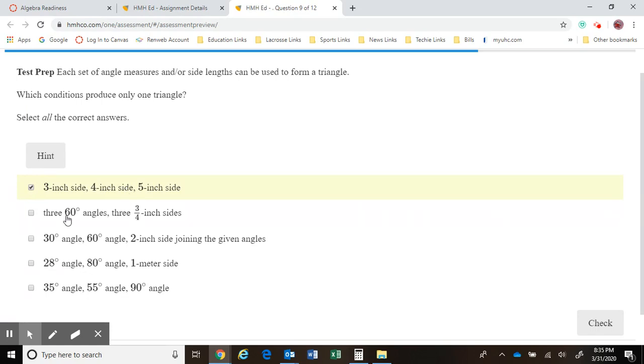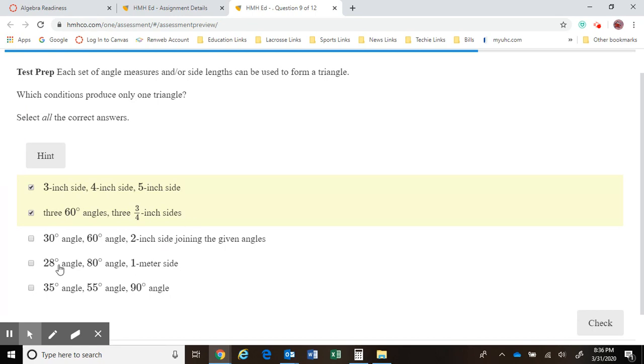3 60-degree angles, 3/4 inch sides. Yeah, that's pretty specific. There's 60 degrees and 3/4 inch side. That's pretty specific. So that's only going to produce one triangle. I've got a 30-degree angle, a 60-degree angle, and a 2-inch side joining the given angles. No, that's going to depend where the 2-inch side is, right? I mean, you could make that wider, could make that smaller. So that's going to produce different sets of triangles, right?